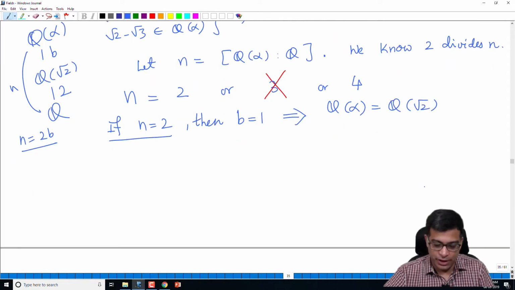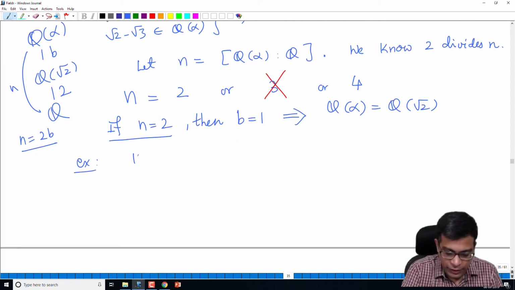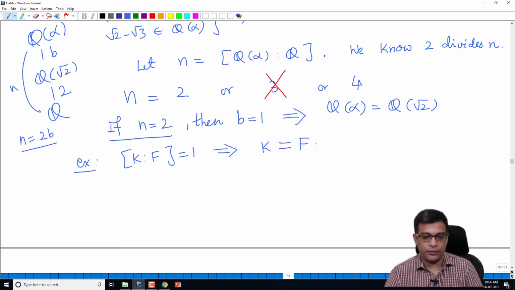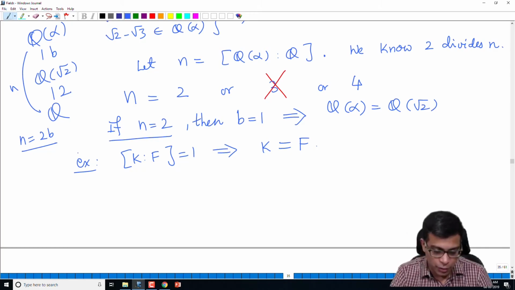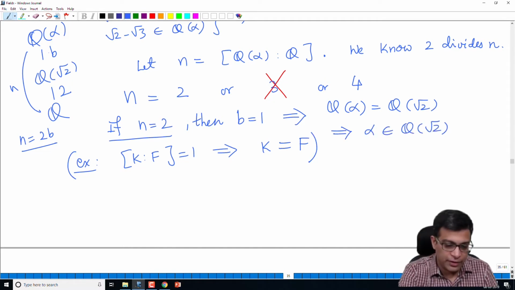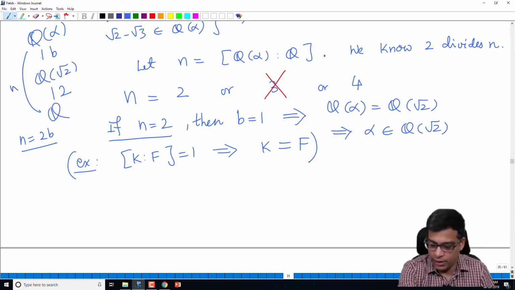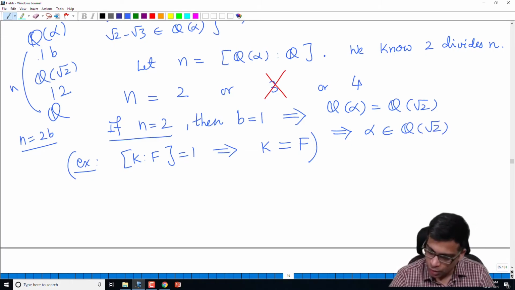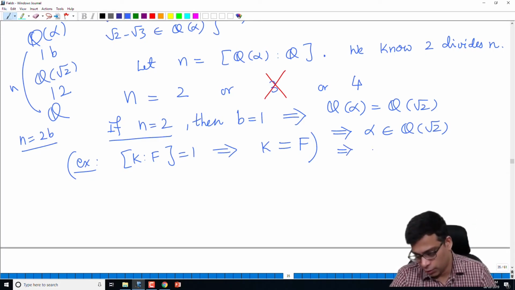Okay, this is a simple exercise for you. If you have a field extension with degree 1, you should do this. That means k is equal to f. If the degree of the field extension is 1, k is equal to f. So Q alpha is equal to Q root 2. So let me continue that here. Q alpha is equal to Q root 2. That means alpha is in Q root 2. So what we have is that this top extension is trivial.